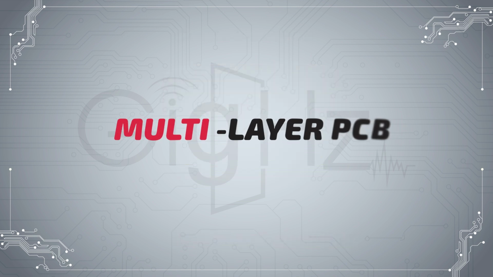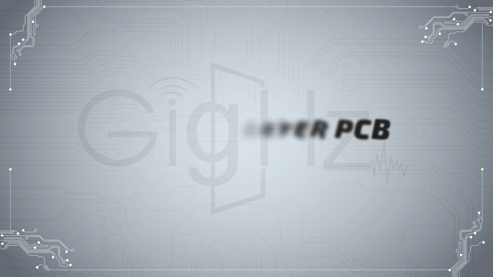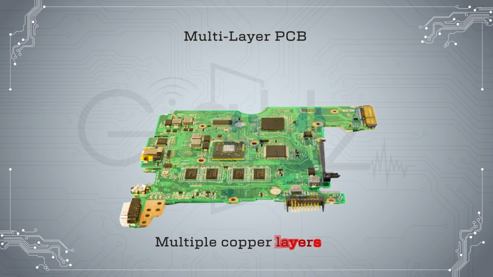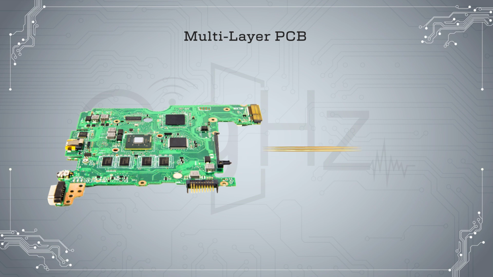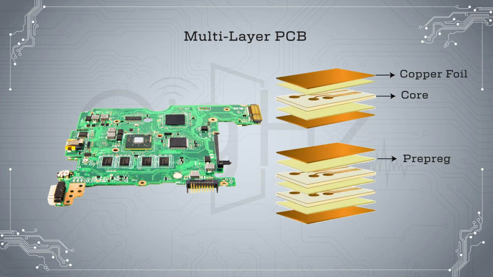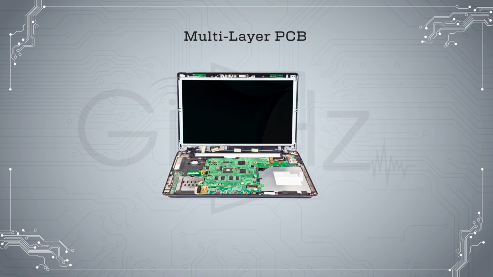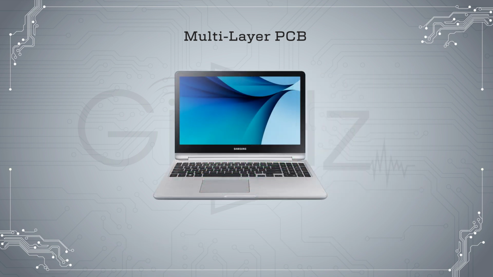Multi-layer PCB. Multi-layer PCBs consist of multiple copper layers separated by insulating materials. These are used in high-performance devices like laptops, where space and functionality are critical.